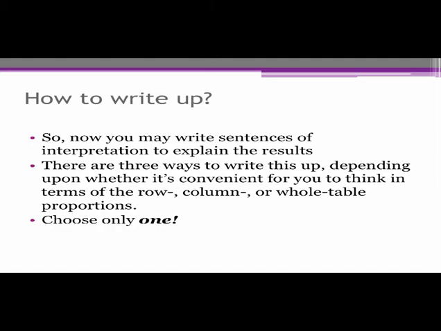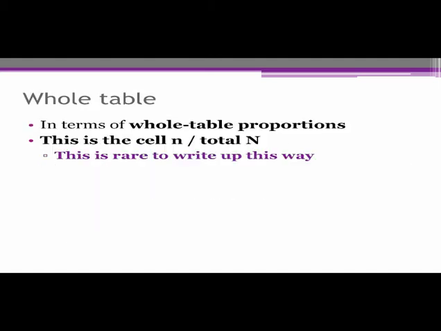So how do you write this up in terms of the proportions? There are a lot of ways to explain your results, particularly if you do find something statistically significant. So you could think about row proportions, column proportions, or whole table proportions. Choose only one of them. JMP will give you all 3. Whole table proportions would be the cell n divided by the total n. This is actually relatively rare to write up because you would be talking about the n in ECMO that were better out of all of the patients that you observed.